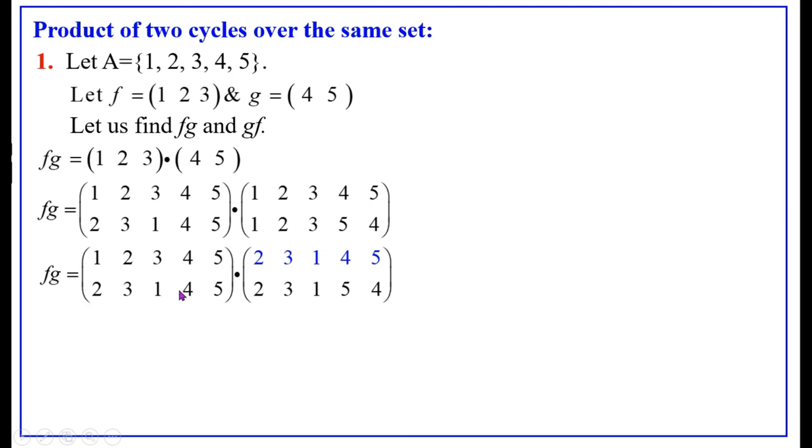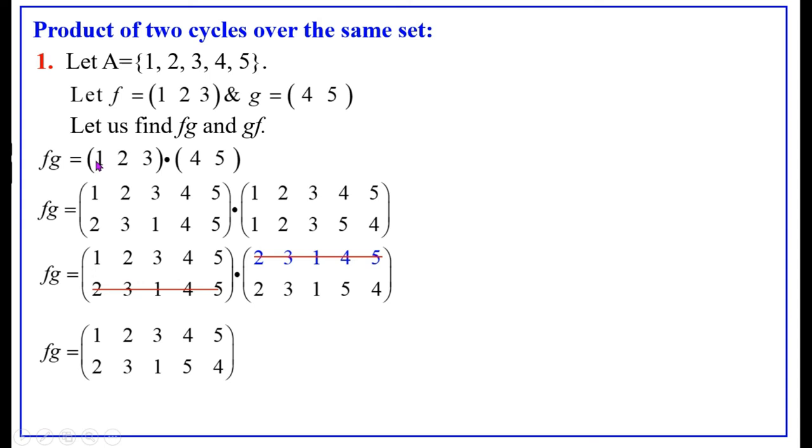Since we have to write 2, 3, 1, 4, 5, 2 goes to 2, so 2, 2; 3 goes to 3, so 3, 3; 1 goes to 1; 4 goes to 5, so 4 to 5; 5 goes to 4, so 5 to 4. Since the second row of the first permutation is the same as the first line of the second permutation, we can simply cancel them and write the product as 1, 2, 3, 4, 5, 2, 3, 1, 5, 4.